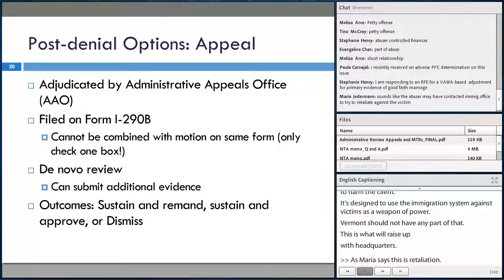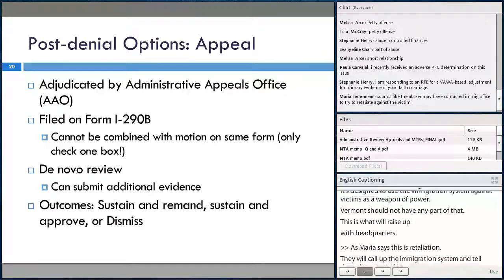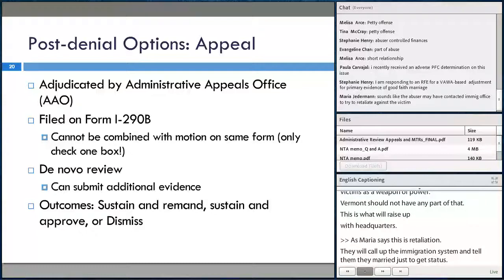Okay, post-denial options. That's you, Rick. I think this is back to me now. So here we're going to get into a little bit of the nitty-gritty for each of the three options: appeals, motions to reconsider, and motions to reopen.